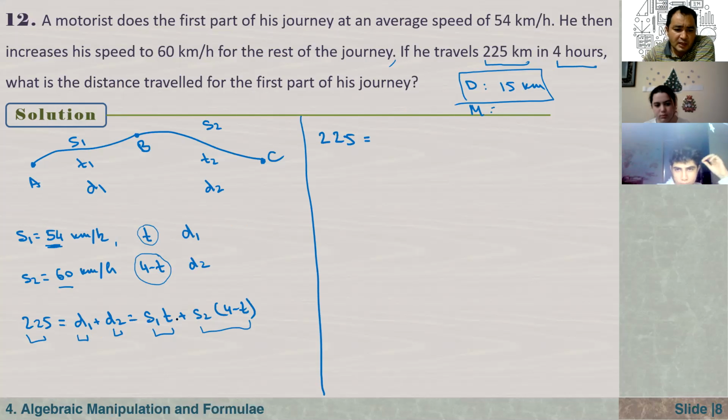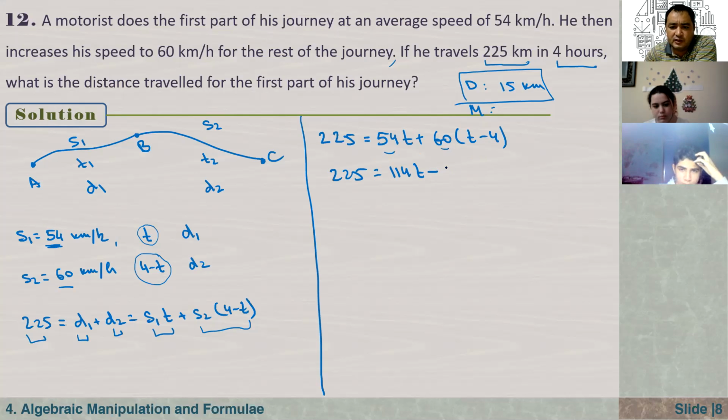That's our equation. And what is s1? 54. So here we have 54t. How about s2? It is 60 times (4 minus t). What do we get here? Just a linear equation, right? We know how to solve this. 225, 54 plus 60, 114t.